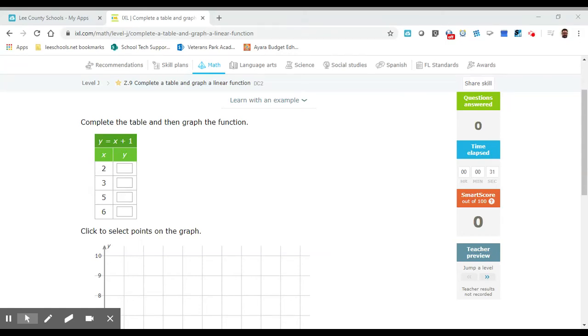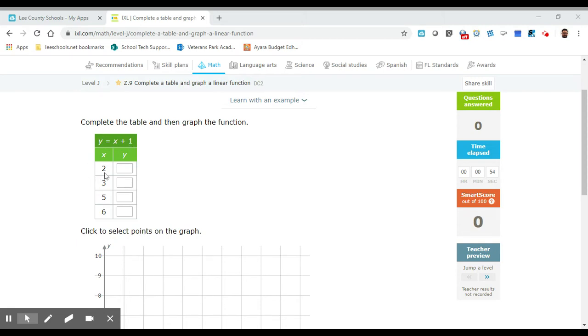Okay, the activity we are working on today is called Complete a Table and Graph a Linear Function. And this is the code DC2 on your 8th grade IXL. Complete the table and then graph the function. So they have the function up here, y equals x plus 1.